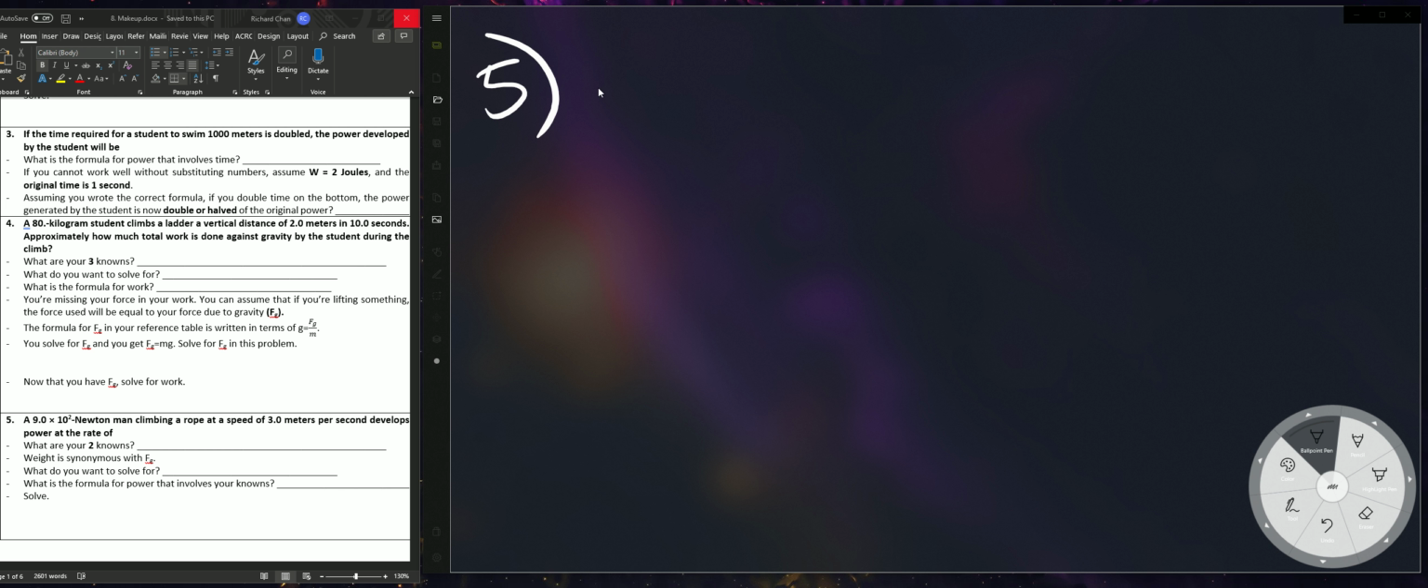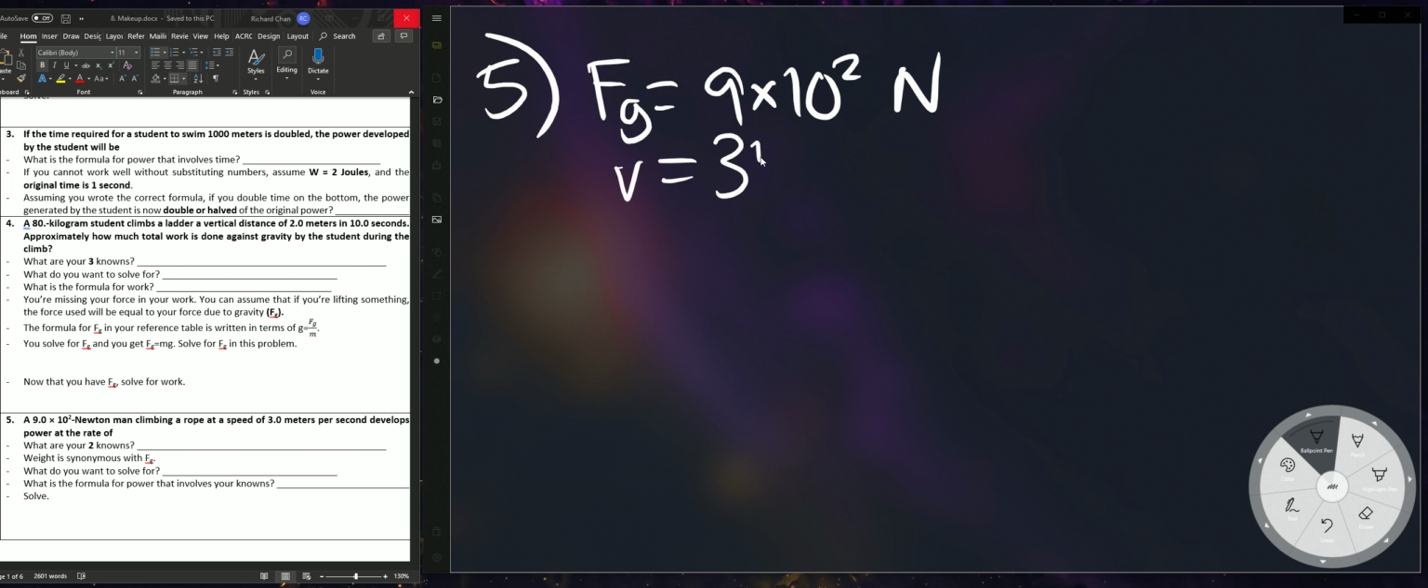Well, your two knowns, so you know your weight, right? You know your weight is 9 times 10 to the 2 newtons. And you climb at a speed of 3 meters per second, and develops power at a rate of what? So you want to solve for power.